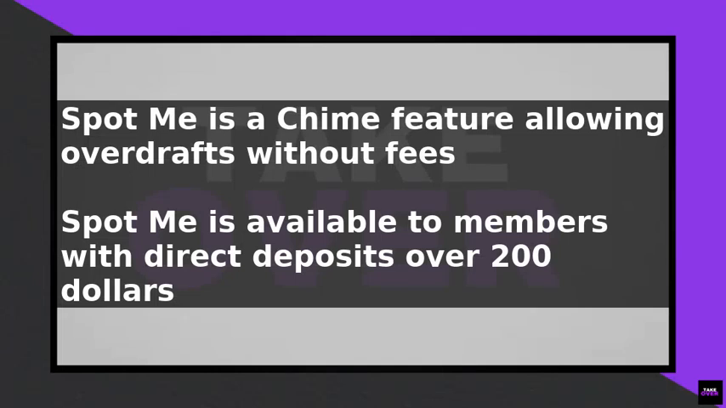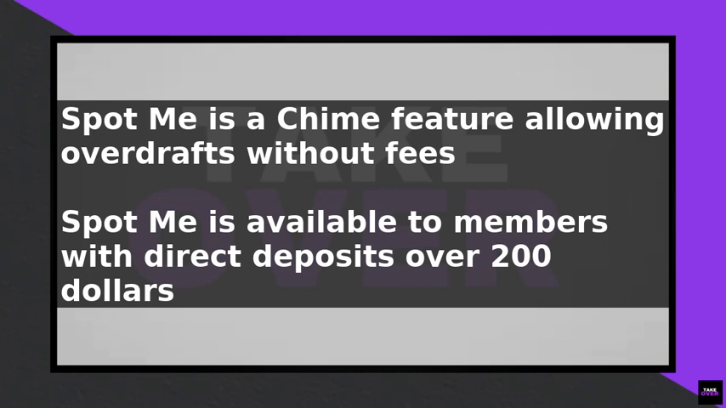To use SpotMe money on Chime, you need to understand what SpotMe is and how it works. SpotMe is a feature offered by Chime that allows you to overdraft your account up to a certain amount without incurring any fees. This feature is available to Chime members who receive direct deposits of at least $200 every 45 days.